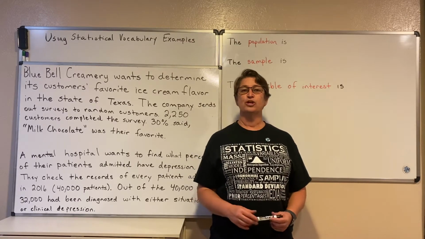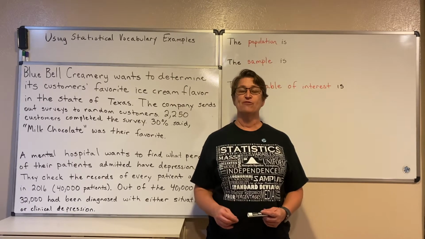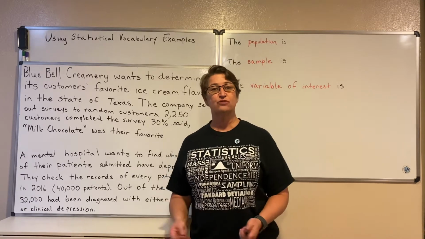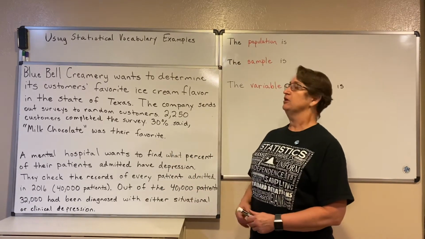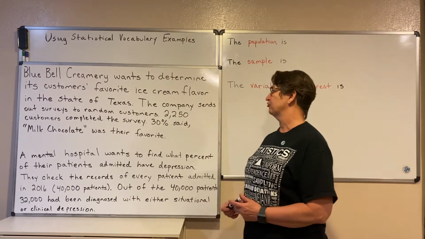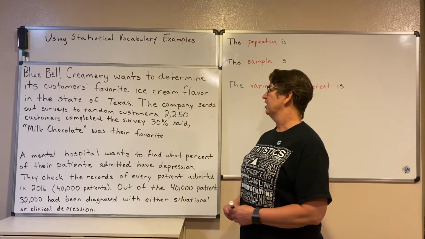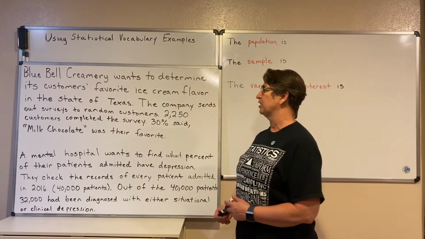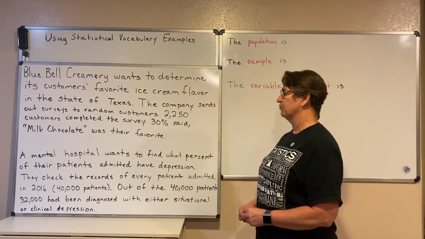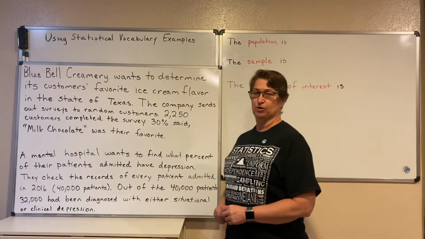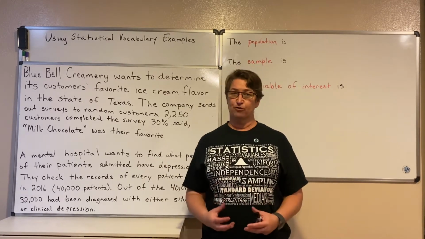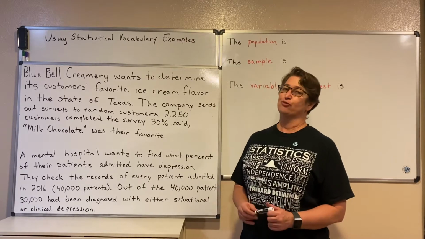In this video, we're going to use the statistical vocabulary that we've learned in the last few videos. Let's look at a couple of scenarios and use that vocabulary. First, Bluebell Creamery wants to determine its customers' favorite ice cream flavor in the state of Texas. The company sends out surveys to random customers. 2,250 customers complete the survey. 30% said milk chocolate was their favorite.